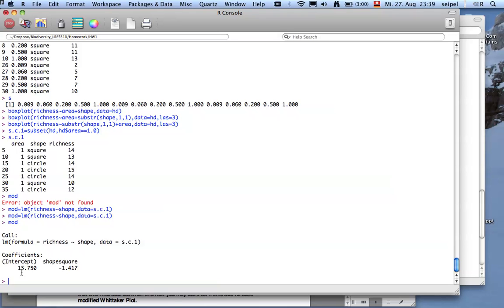So what we've got here is y equals mx plus b. We know that the slope of the line is the same, but the mean response differs. So this intercept here is the intercept of one of the two shapes. It would be circle, because square is the only one left here. Circle had an intercept of 13.7 species per meter squared, and square had 13.75 minus the 1.4. That's how to interpret that.